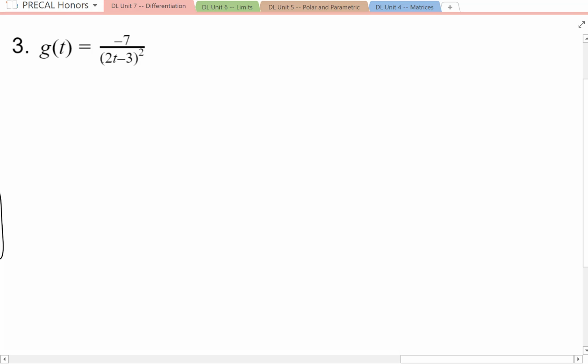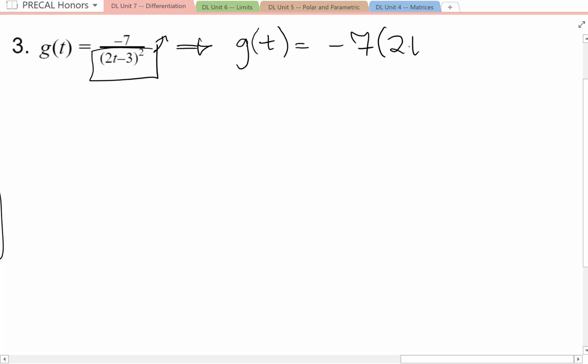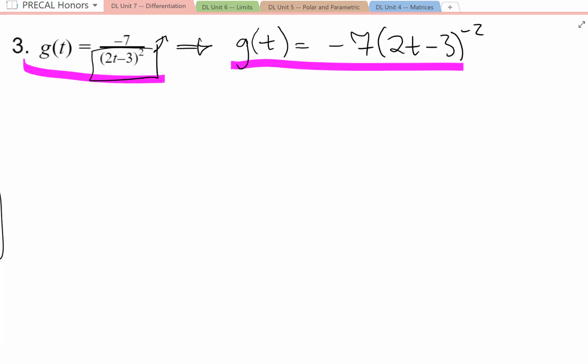Well, we rewrite it. g of t can be rewritten as -7, and this whole quantity is to the power of +2. But if I brought it up to the numerator, it would now be to the power of -2. And now, doesn't this look like a more fun function to derive than this one? Well, it does to me. So let's derive using the chain rule.